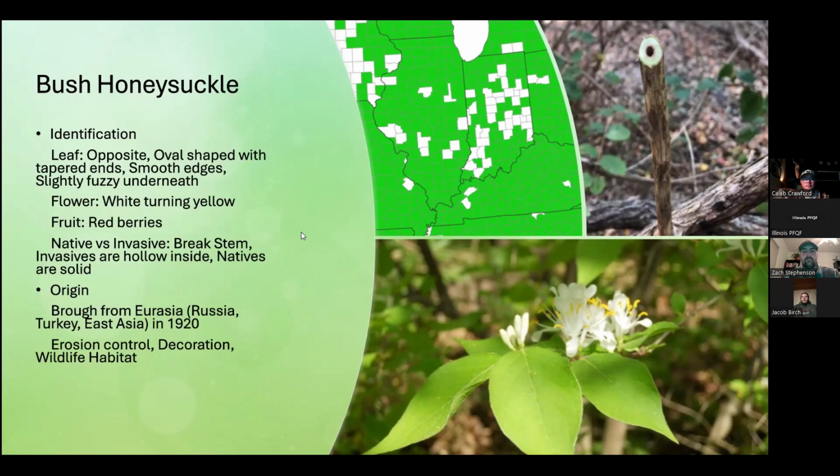One important thing to note is that if you're trying to tell a native honeysuckle from an invasive honeysuckle, you can break the stem and you can look inside there. And if it's hollow inside, it's going to be an invasive, so it's going to be either your bush or your Japanese honeysuckle. And if it's solid, it's going to be a native honeysuckle. Originally, it was brought in from Eurasia, so Russia, Turkey, and East Asia, in 1920, and it was used for erosion control, decoration, and wildlife habitat.